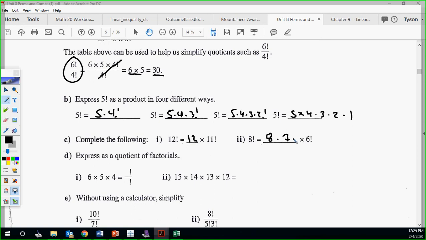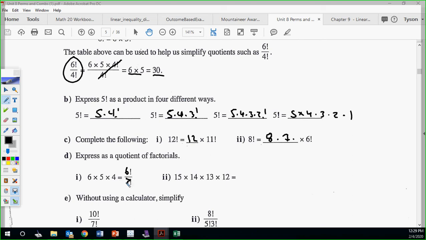Okay, now we're thinking about how these would come about. For example, on this one, how would you have 6 times 5 times 4 left? Well, that means you would have 6 factorial over 3 factorial. The 3 would cancel. 6 times 5 times 4 times 3 factorial, and the 3 factorials would cancel. So that's how you get 6 times 5 times 4.